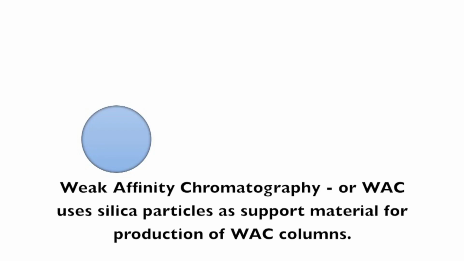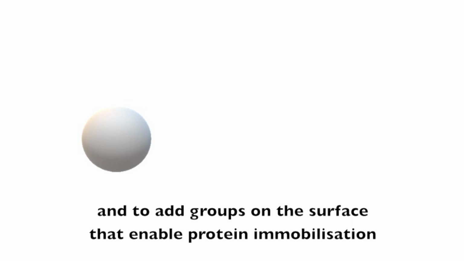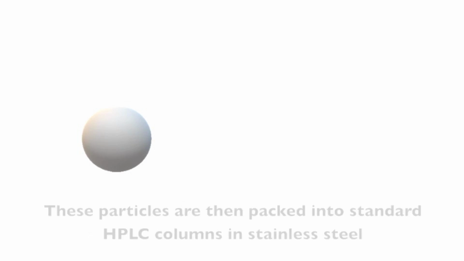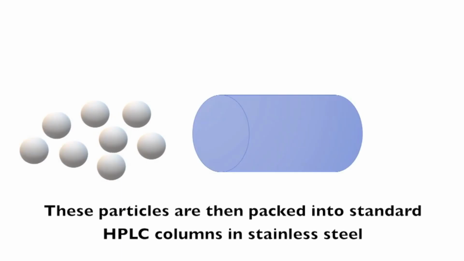Weak Affinity Chromatography, or WAC, uses silica particles as support material for production of WAC columns. First, the silica material is derivatized to shield the polar surface of the silica and to add groups on the surface that enable protein immobilization. These particles are then packed into standard HPLC columns in stainless steel.